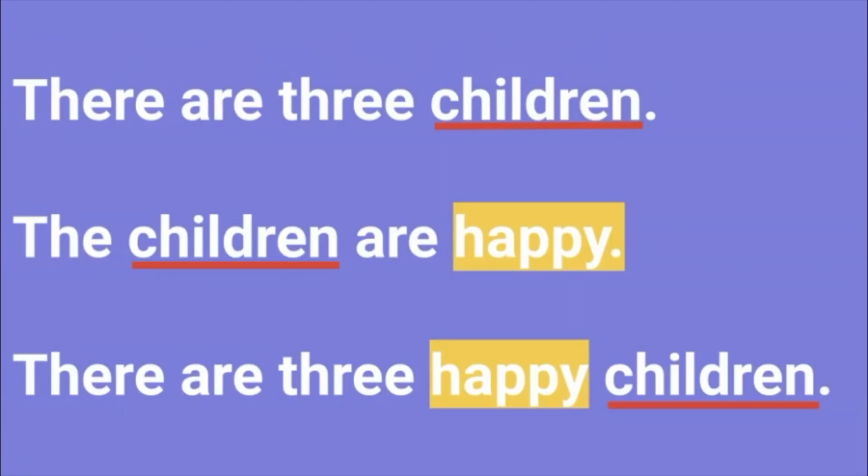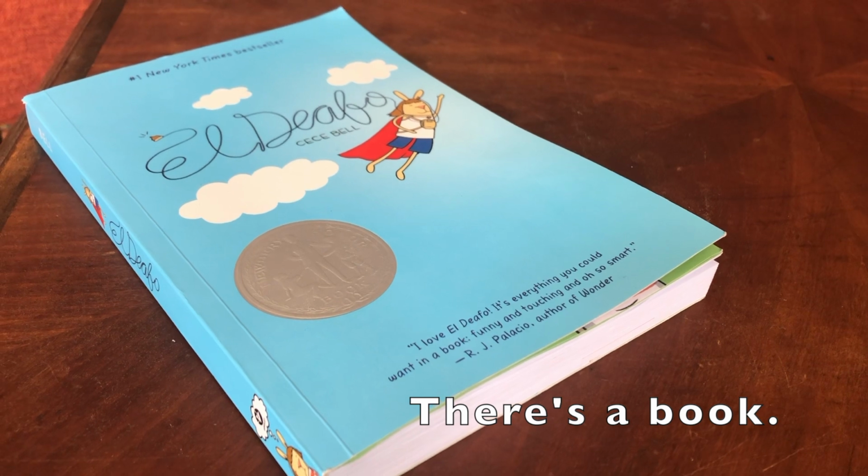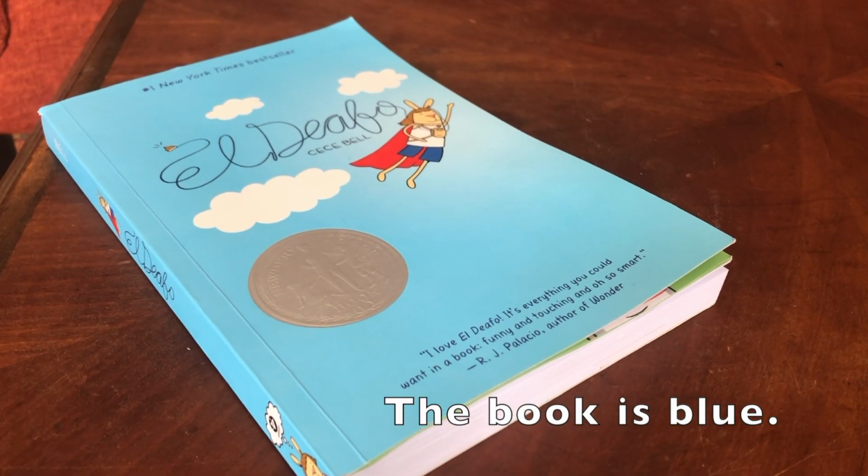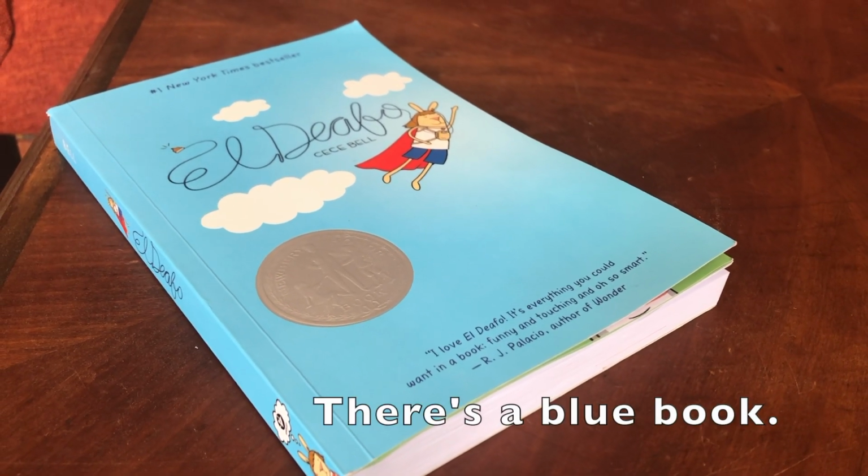One more example. There are 3 children. The children are happy. There are 3 happy children. This is an irregular plural. 1 child, 2 children. There's a book. The book is blue. There's a blue book.